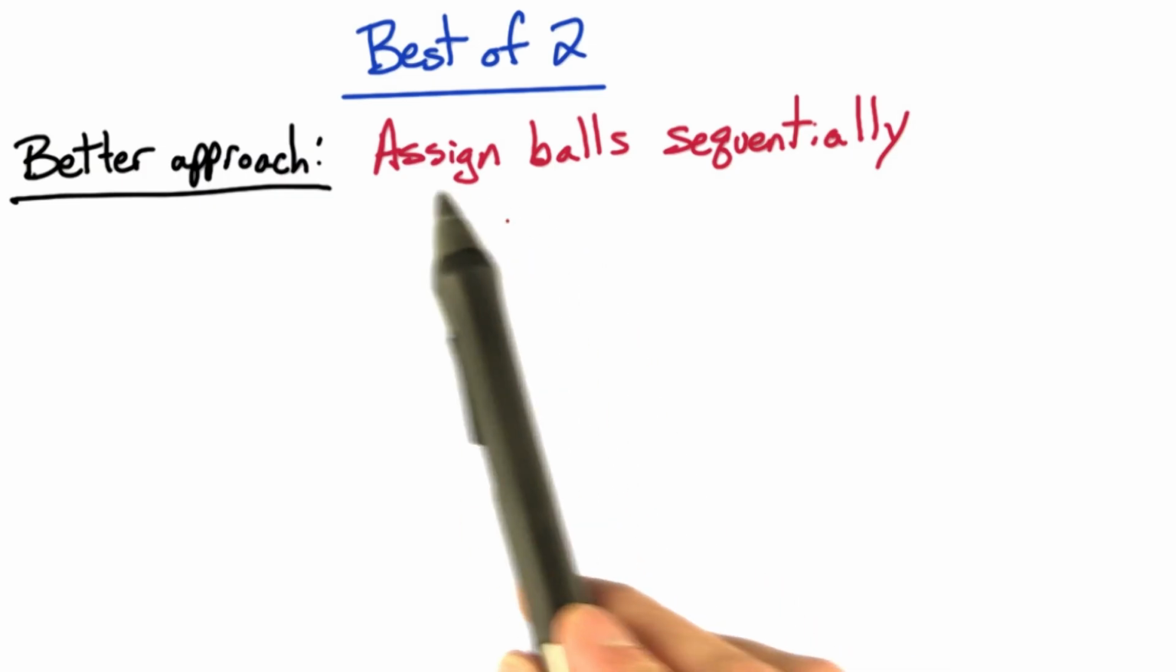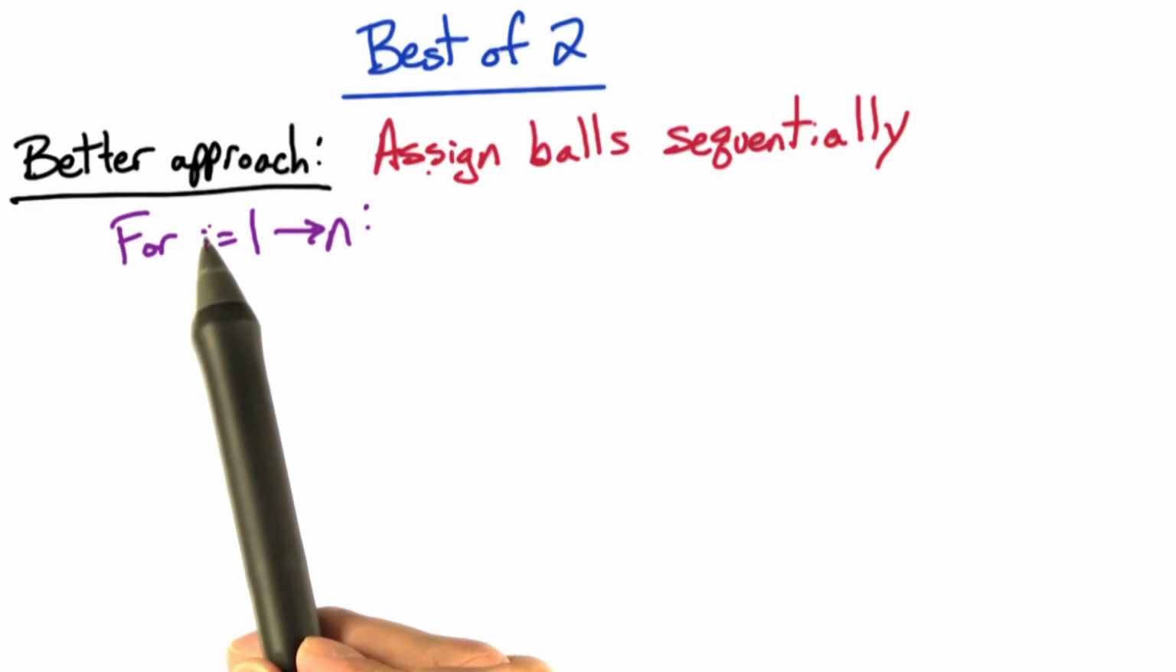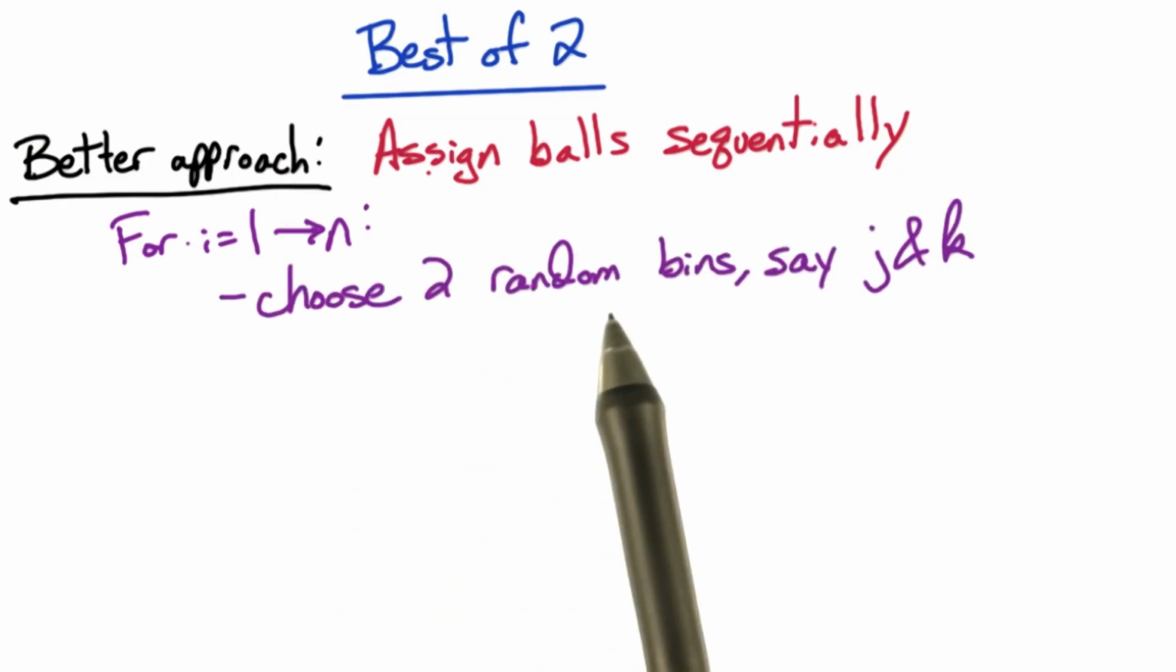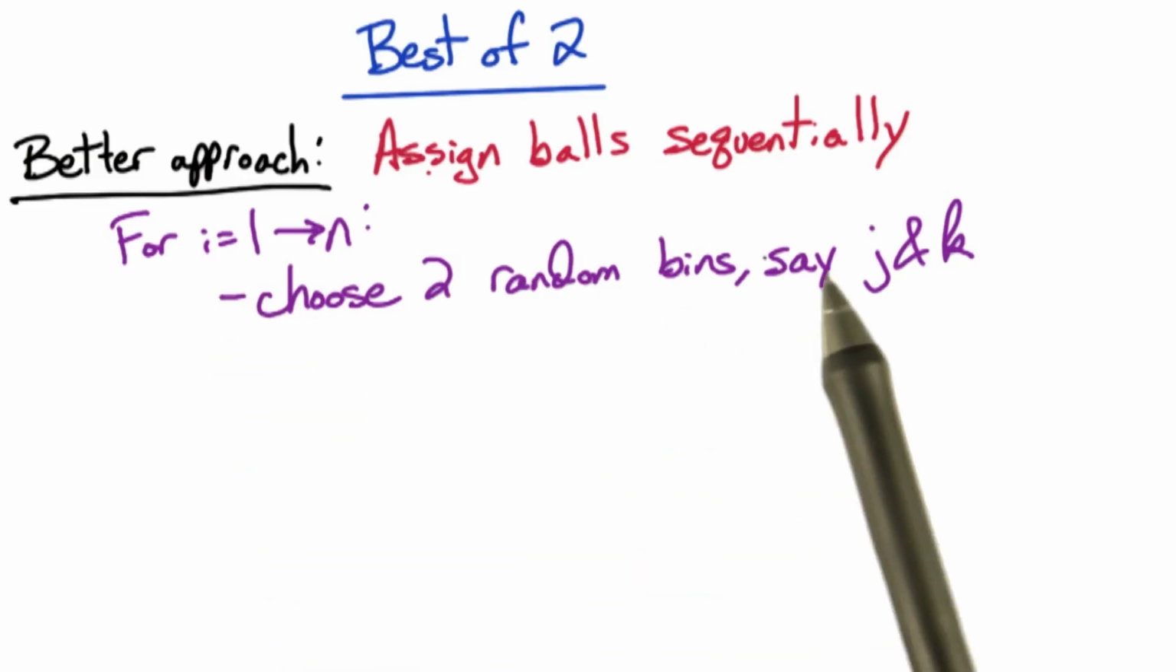That's what we're going to do here. We're going to assign the balls sequentially, and we're going to look at a slight twist of the other scheme. So let's go through the balls from 1 through n. Index i will correspond to the current ball that we're considering. In the old scheme, we choose one random bin, say j, and we assign the ith ball to bin bj.